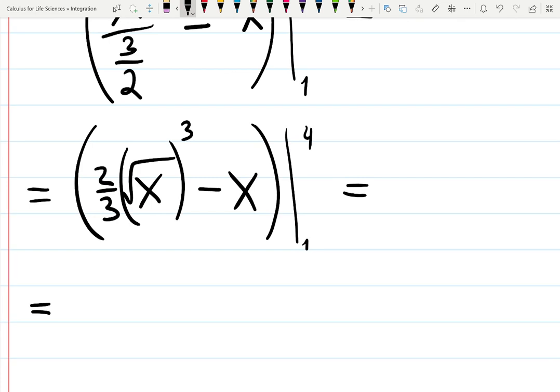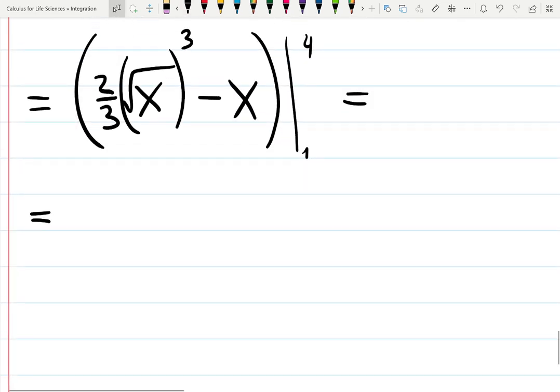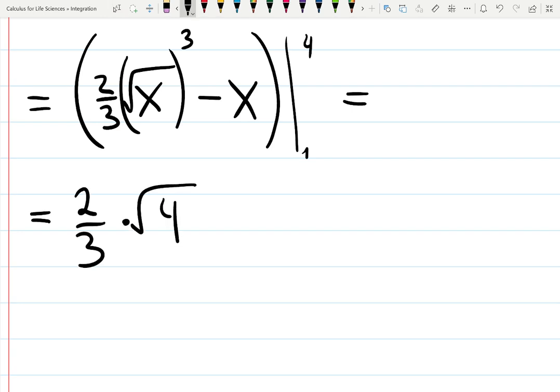Who knows what is that? Plug the top. 2/3 times a square root of 4 cubed. 4 came from the limits of integration. Minus 4.